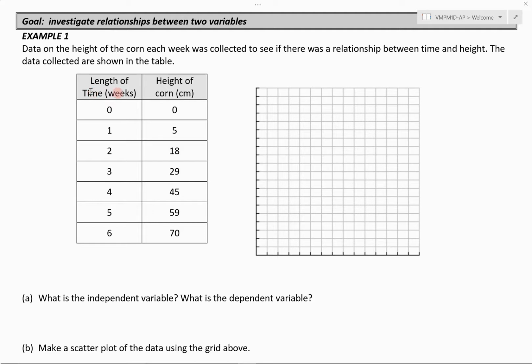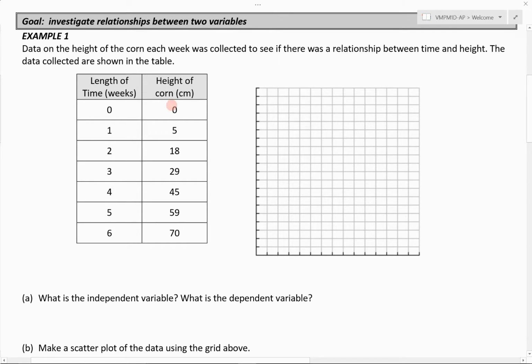The dependent variable would be a variable that depends on that independent variable. So the height of the corn, right? The height of the corn could be anything, but it really depends on what time of the week the life of that corn has reached. So that usually would determine its height. Right? It grows through time.